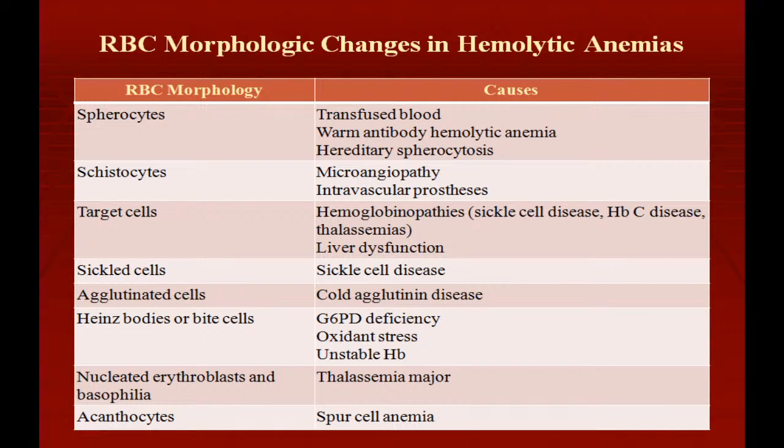So, some morphological changes in some hemolytic anemias. For example, spherocytosis. What do we see? What are the causes of it? Transfused blood, we may see hemolysis, we may see warm antibody hemolytic anemia and hereditary spherocytosis. In these cases we see these morphological changes of RBCs. In microangiopathy and intravascular prosthesis, we may see schistocytes in CBC, in peripheral smear. Target cells are typical for liver dysfunction and different hemoglobinopathies. Sickle cells are a classic typical sign of sickle cell disease. Agglutinated cells we see in cold agglutinin or warm agglutinin diseases, and some other variants which also can take place in hemolytic anemia.